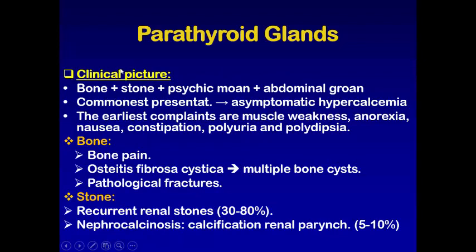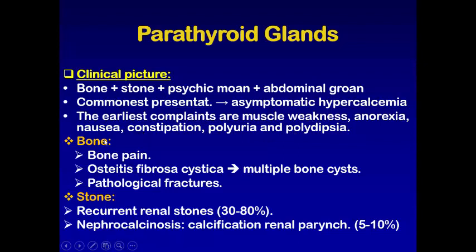Let us talk about the clinical picture of hyperparathyroidism. It is summarized into bone, stone, psychic moan, and abdominal groan. Bone, stone, psychic moan, abdominal groan. The commonest presentation is asymptomatic hypercalcemia. The earliest complaints are muscle weakness, anorexia, nausea, constipation, polyuria, and polydipsia.